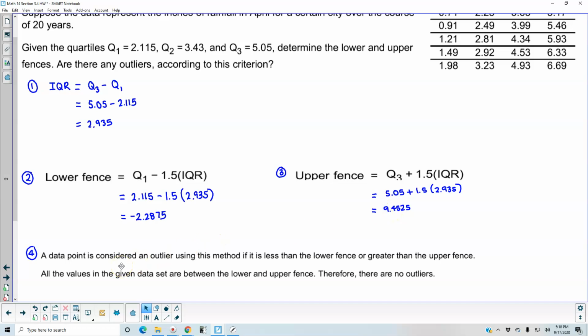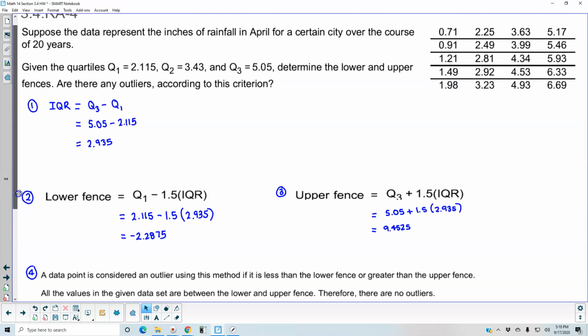Now, a data point is considered an outlier using this method if it is less than the lower fence or greater than the upper fence. All the values in the given data set are between the lower and the upper fence, therefore there are no outliers. So what you want to do is look at these two numbers and then look at all the numbers in the data set. Every one of these numbers is within the lower and the upper fence, so therefore there aren't any outliers. Now, if there were, then you would say that there are outliers.